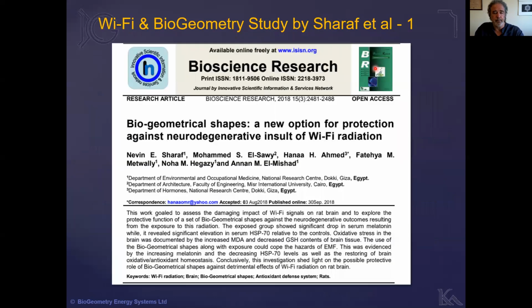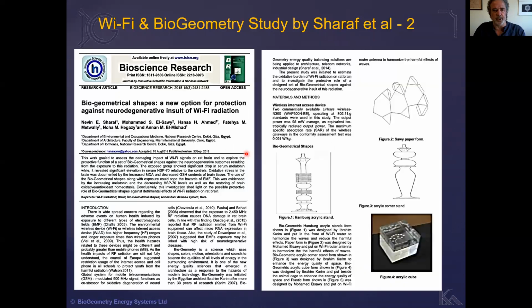This is another study by Sharaf and a number of people here, including Mohammed Al-Sawi, who is involved in biogeometry as well. And I put them up here. You can read them in your own time. There is also the link where you can download it. It's in detail here, but it's pretty much the same situation, where you had mice exposed to Wi-Fi and mice exposed to Wi-Fi with biogeometry, apart of course from the control.